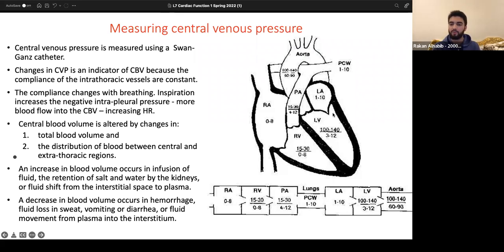Central blood volume again. It is basically the blood that is found in the inferior vena cava, superior vena cava, left atrium, along with the pulmonary vein vessels. Basically, he says here, an increase in blood volume occurs in infusion of fluid. So when you infuse more, or when you cause more retention of salt, and therefore water follows by the kidneys and so on. If you decrease the blood volume in hemorrhage, for example, basically that's it for this.